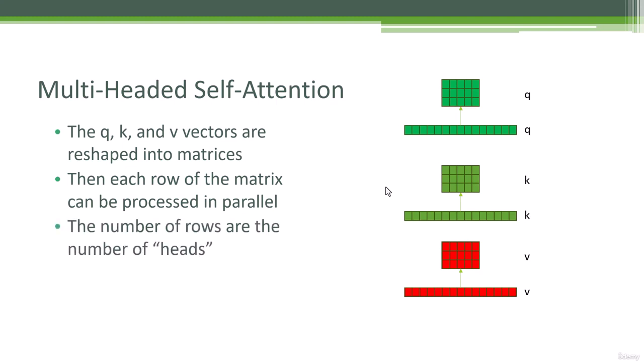The number of rows we end up with are just called the number of heads. So all that's really happening here is that we're taking potentially very large embedding vectors, they could be thousands of values long, and just rearranging them into these matrices so we can process them in parallel row by row. And it's just another optimization, if you will, that just makes processing faster and allows us to do more stuff in parallel during training.